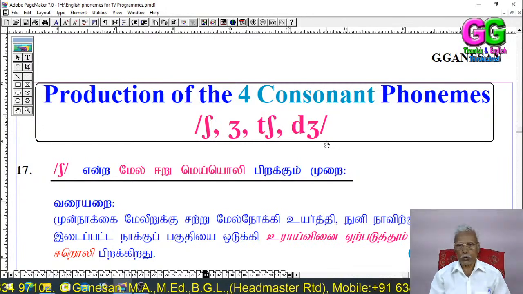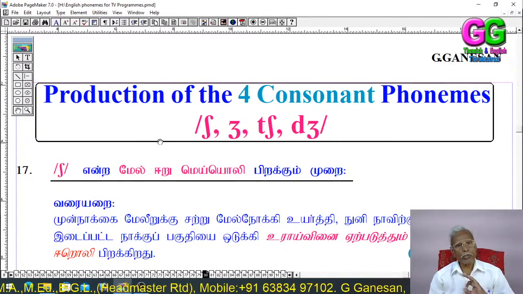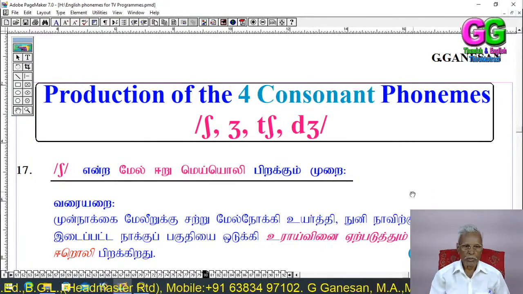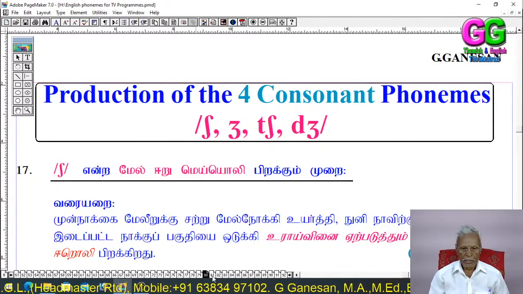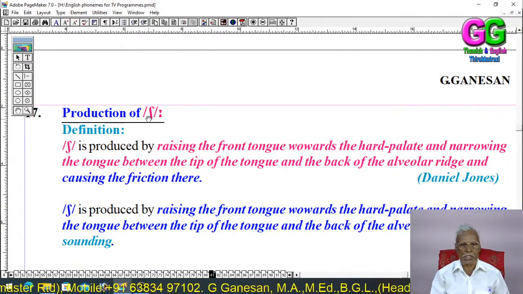Production of the 4 consonant phonemes /ʃ/, /ʒ/, /tʃ/, /dʒ/. The production of these 4 phonemes we are going to see. First let us see the production of the phoneme /ʃ/.